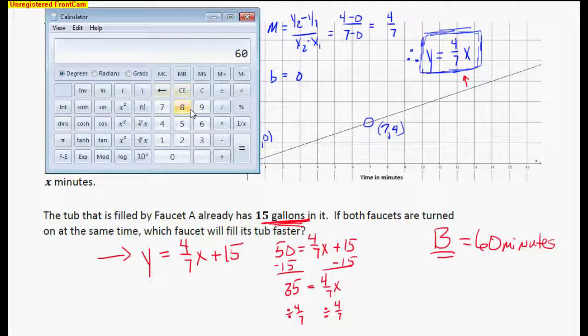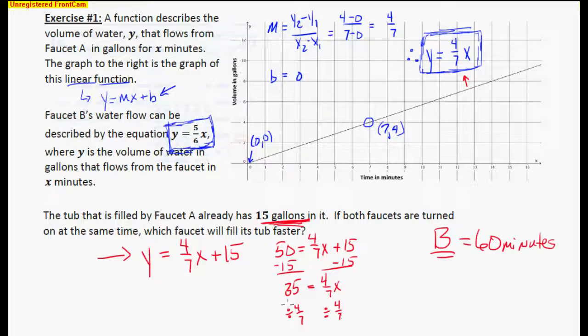So let's see, that's going to be 35 divided by, and again I'm using my parentheses here, 4/7, close parentheses, hit the equals. Okay, so that's 61.25. So x equals 61.25 minutes. All right, and they want to know which one's going to do it faster.